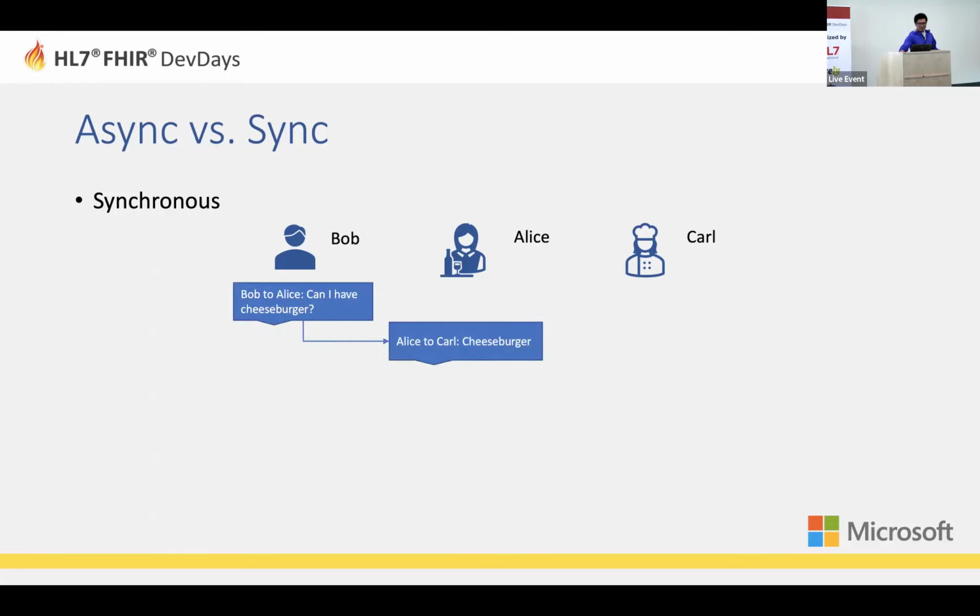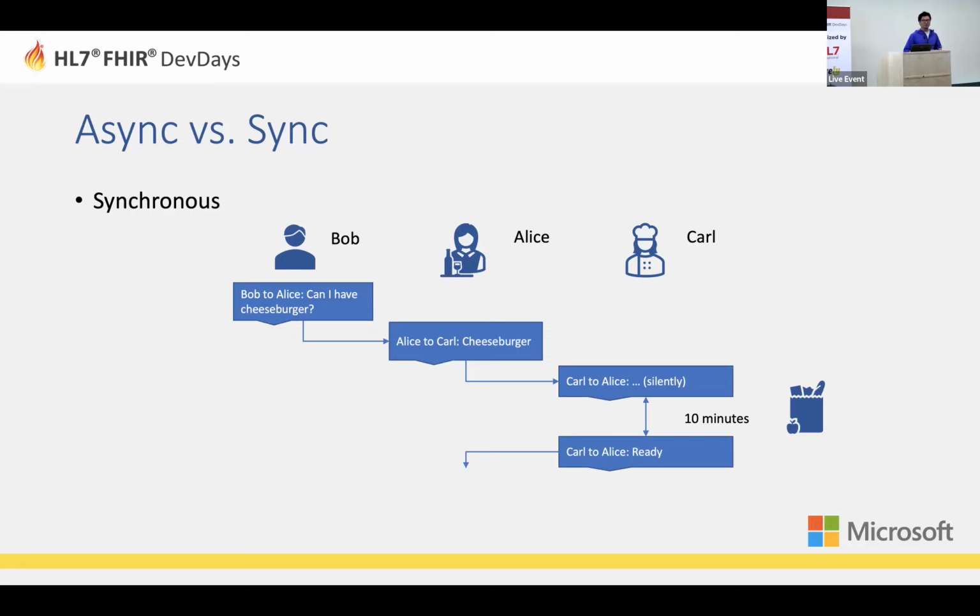So Bob sits down and says, "Can I have a cheeseburger?" In the synchronous way, Alice won't respond immediately. She will talk to Carl: cheeseburger. And Carl doesn't reply to Alice. He will just silently start working on the burger for about 10 minutes. During the whole 10 minutes, Bob will be sitting there like, what am I getting into? And Alice cannot serve other guests as well.